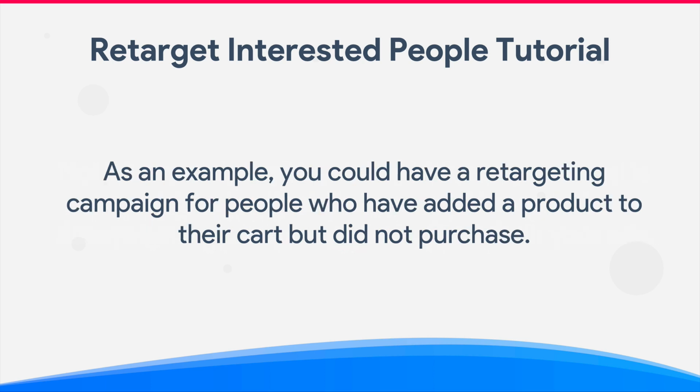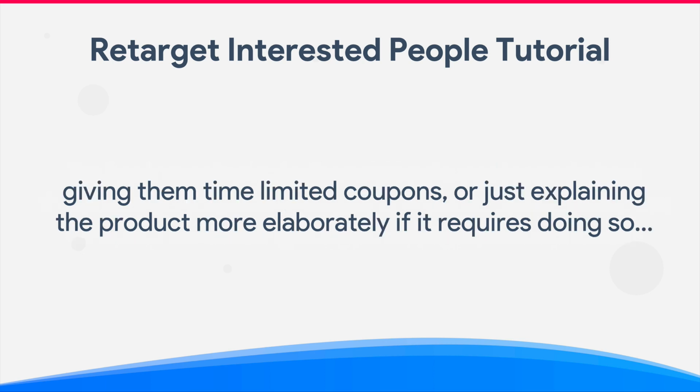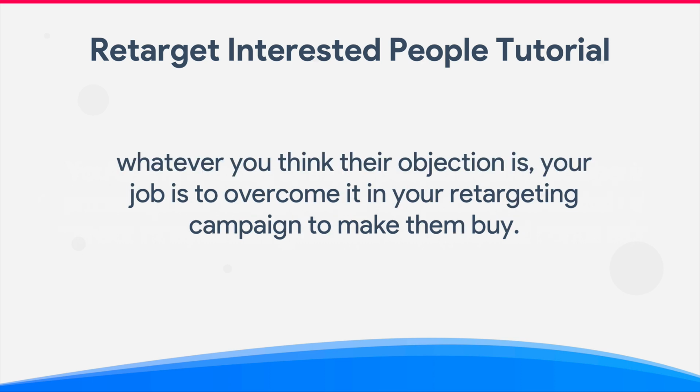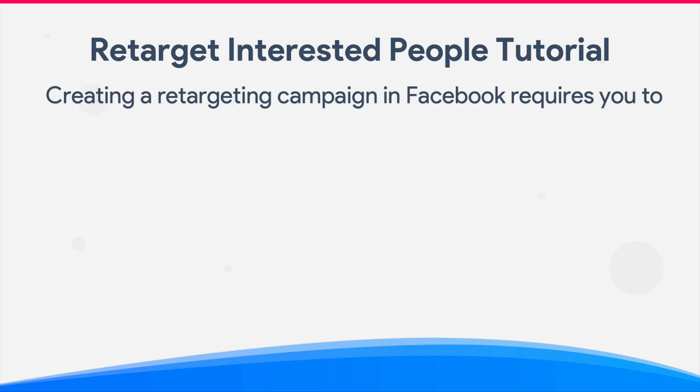As an example, you could have a retargeting campaign for people who have added a product to their cart but did not purchase. You can reach out to those people again and show them ads that make them get off the fence and buy the product by offering more incentives like bonuses, giving them limited time coupons, or just explaining the product more elaborately if it requires doing so. Whatever you think their objection is, your job is to overcome it in your retargeting campaign to make them buy. That's how retargeting campaigns work from a marketing standpoint.